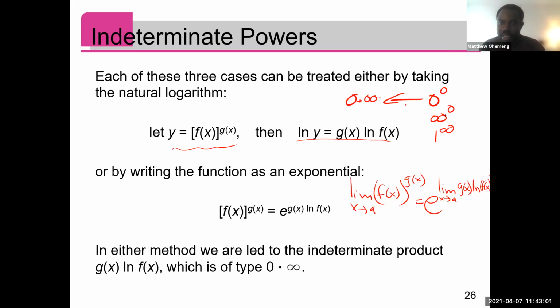Now let's consider the second case. If it's infinity to the power 0, then considering the limit as s approaches 0 of g of x times ln of f of x, the g of x will also be approaching 0. What about the ln of the base? Ln of s will approach infinity as s approaches infinity. So if the base is approaching infinity, then the ln of that base will also be approaching infinity. So it still gives you type 0 times infinity.